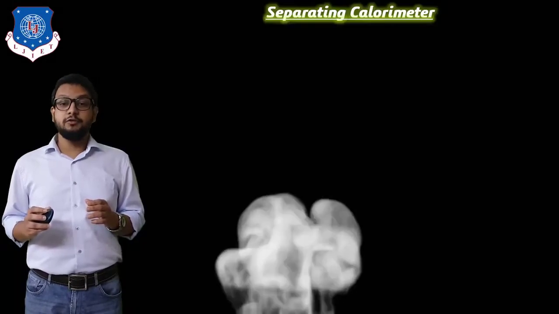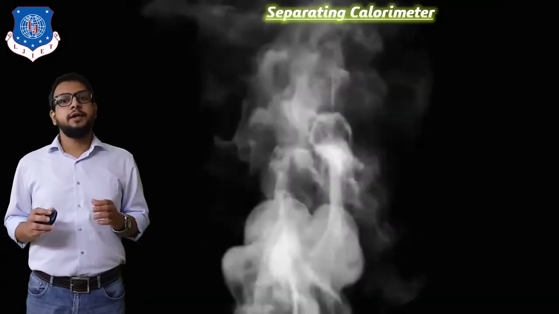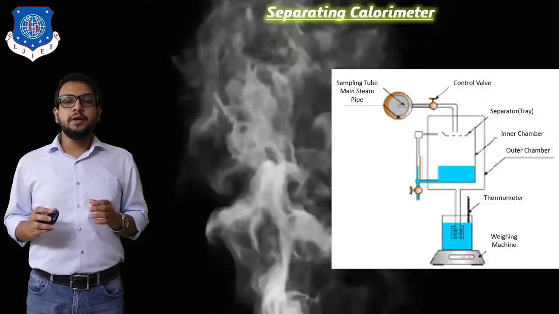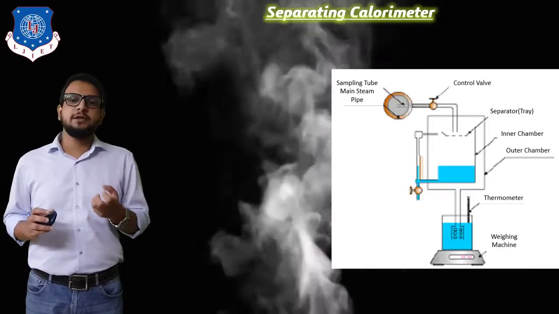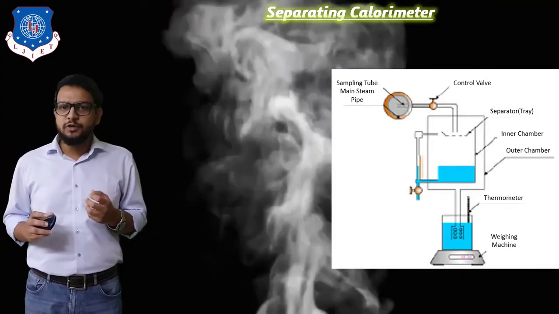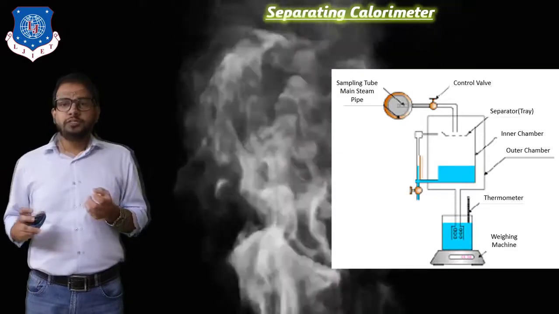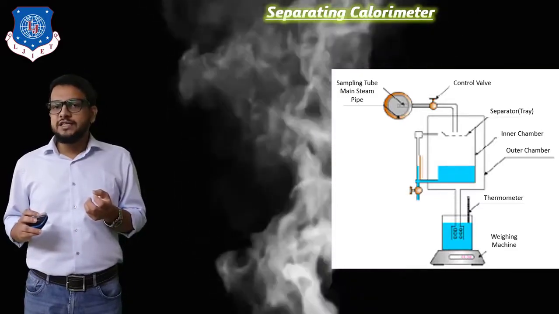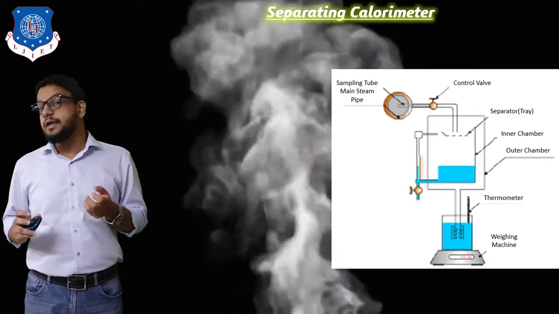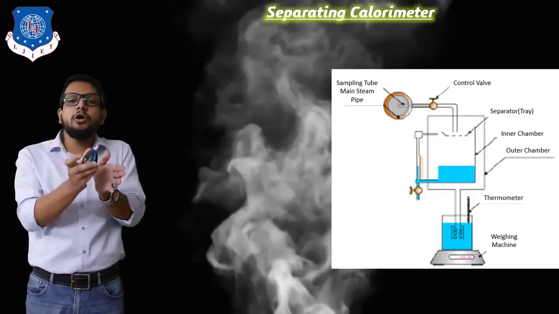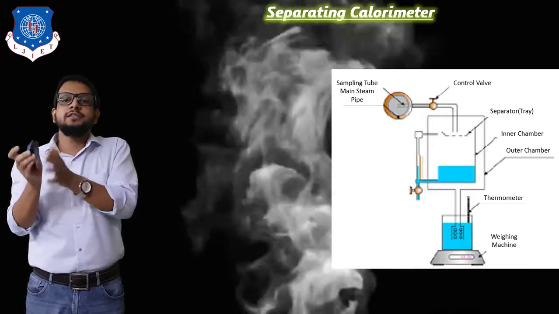So let's begin with our first topic, that is the separating calorimeter. As the name itself suggests, a separating calorimeter will separate something. As we know, the function of a calorimeter is to determine the dryness fraction of wet steam, right? Wet steam is a combination of dry steam and water molecules, which means a separating calorimeter will separate dry steam and water molecules within wet steam.